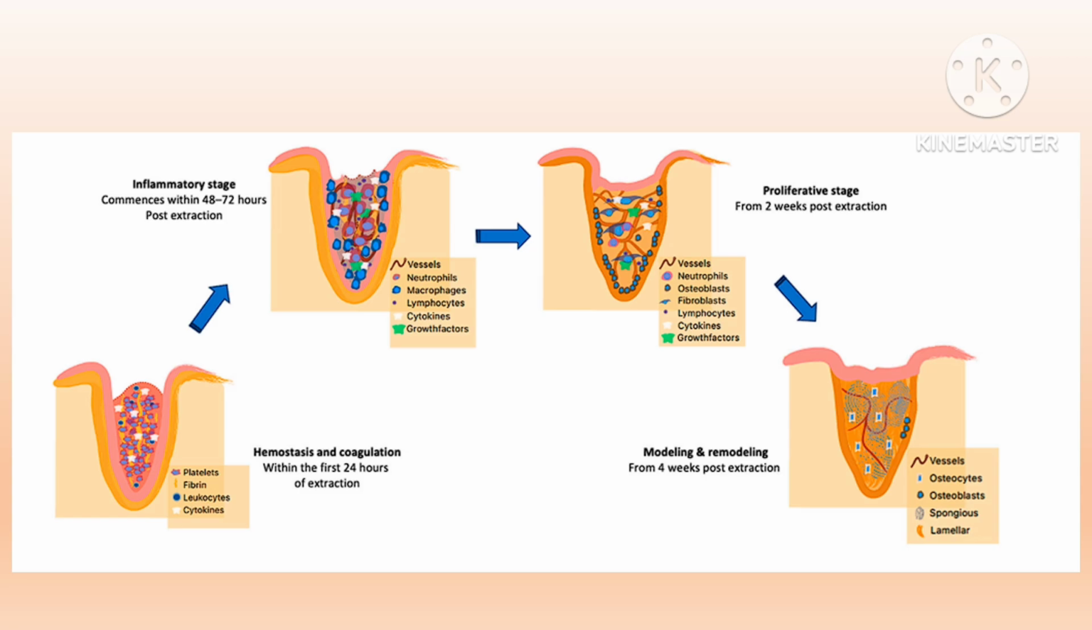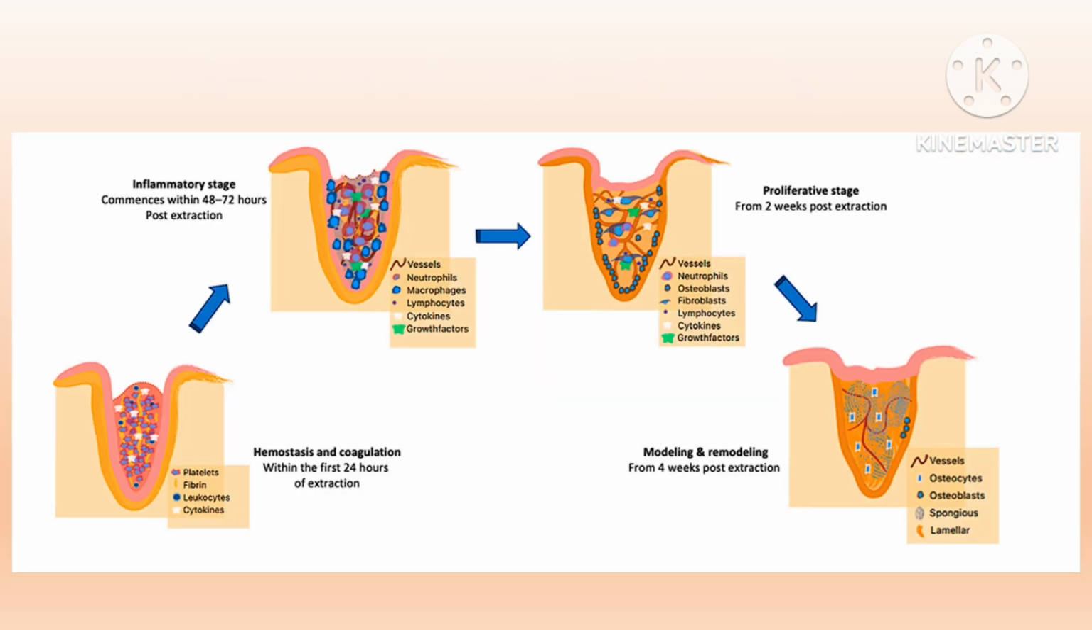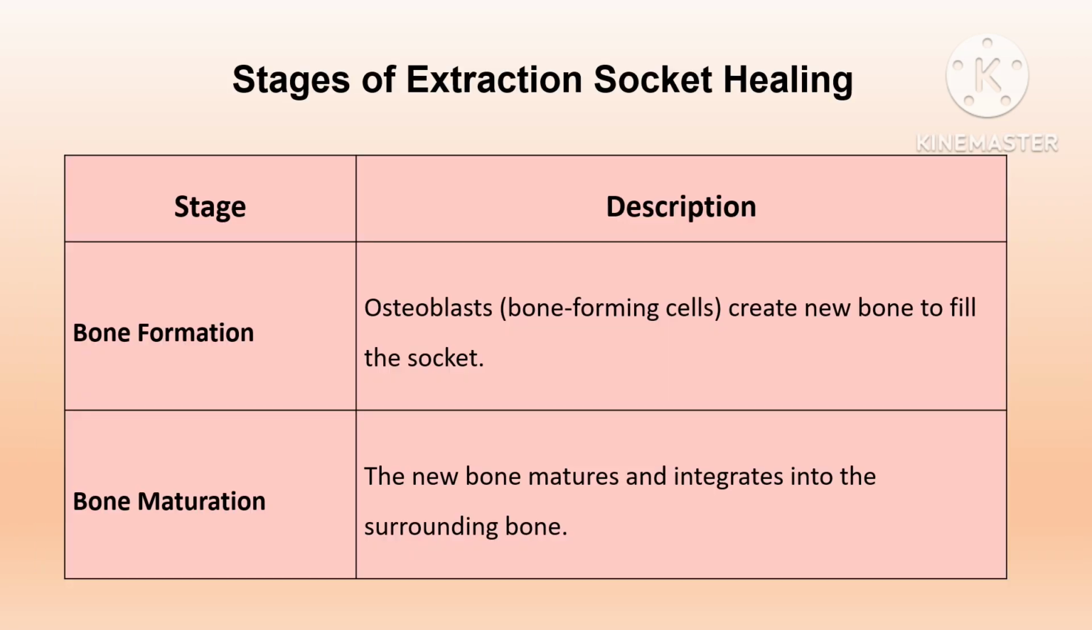The final and the last stage is the remodeling stage. In this stage, the newly formed bone undergoes reshaping and adapts to closely resemble the original alveolar bone. While the formation of the bone occurs relatively quickly, this reshaping and final remodeling process takes much longer, often continuing for months to years after the tooth extraction.